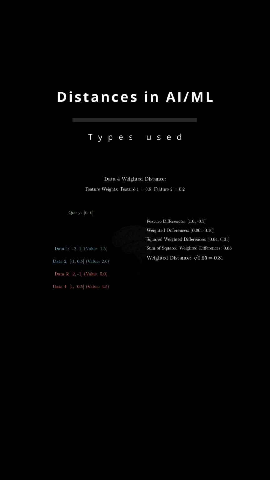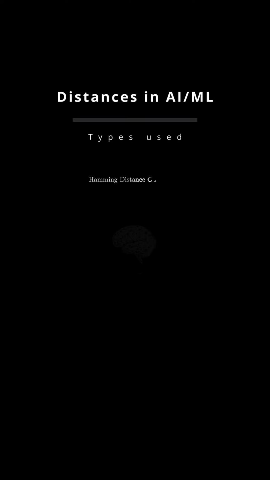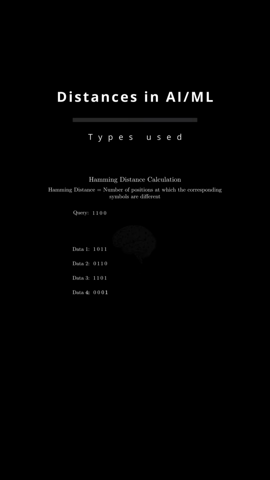Right. For discrete features, we switch gears. We typically use the Hamming distance. This metric is pretty simple. It just counts the number of positions where the corresponding symbols in two strings or vectors are different. So if you have red, yes, large, and blue, yes, large, the Hamming distance is 1 because only the first feature is different. It's a really effective way to measure similarity in that kind of categorical space.